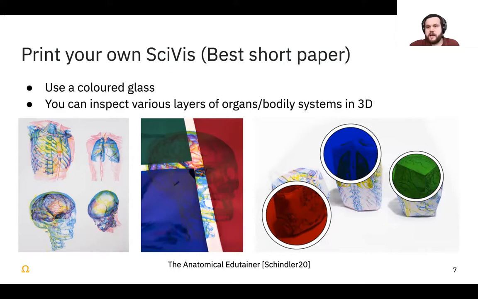I mean, I'm evidently not alone in this thought. It won the best short paper of the conference, because it really destroys the price barrier. So if you want to educate kids, want them to explore the human body, you can just do this for very cheap. You need a piece of colored glass or foil, and a piece of paper and a regular printer, so not even a 3D printer, and you're cooking. So this is a very cool idea, and it deserved the positive attention it got, I would say.